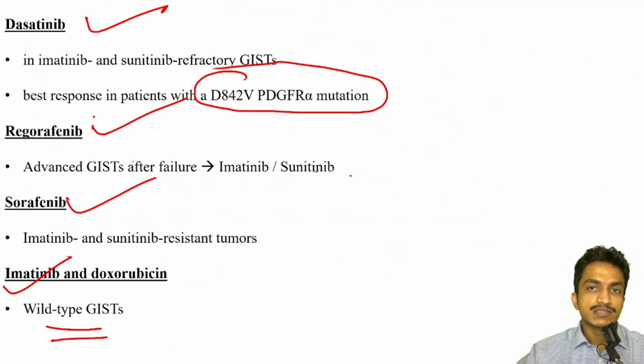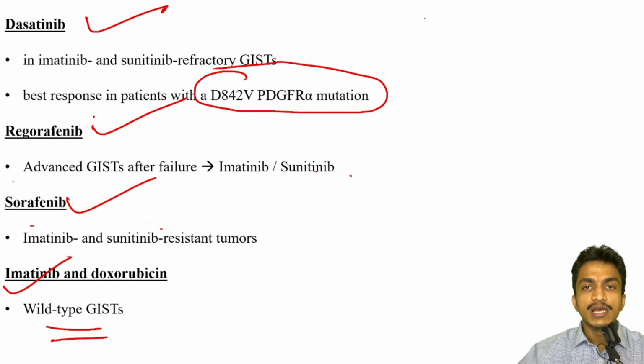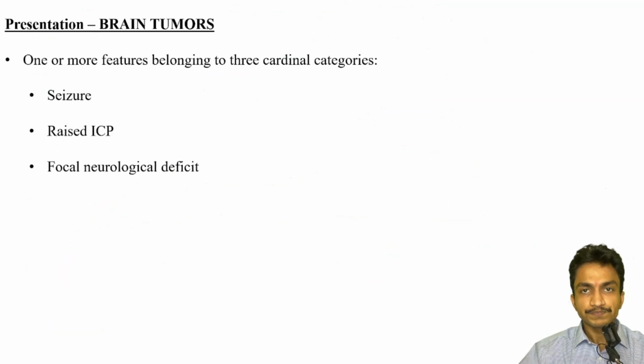Sunitinib whenever there is failure of Imatinib. Sorafenib in Imatinib and Sunitinib resistant. And when do we give Imatinib? Usually we give it in the adjuvant setting, and also whenever it is an unresectable or a metastatic GIST. First and always it is Imatinib which is used.